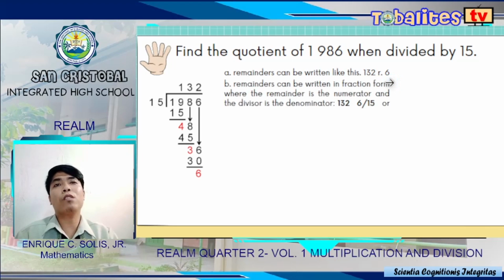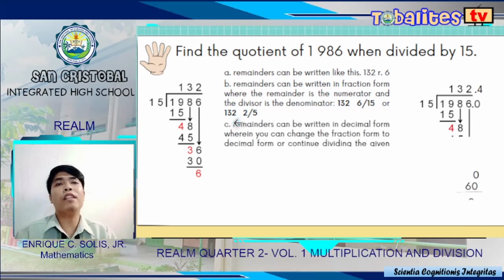The next way on how to write the remainder is through fraction. Remainders can be written in fraction form, where the remainder is the numerator and the divisor is the denominator of the fraction. So write the quotient 132 and the fraction will be 6 over 15. Since 6 over 15 has a common factor, we can simplify it. So 6 over 15 can be written as 2 over 5. So the quotient now is 132 and 6 over 15, or 132 and 2 over 5.